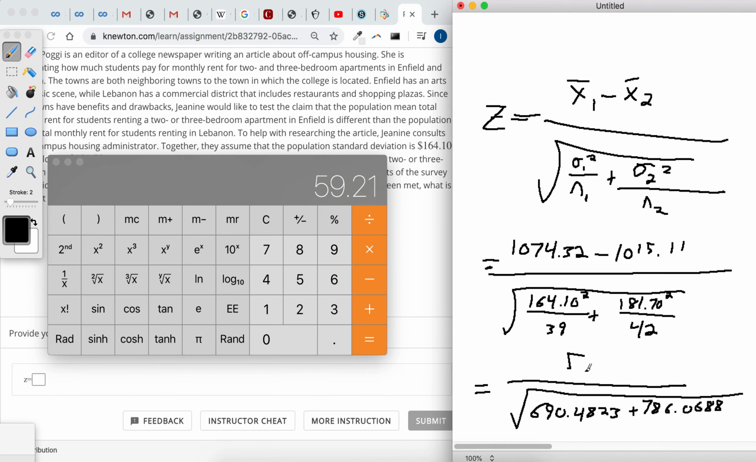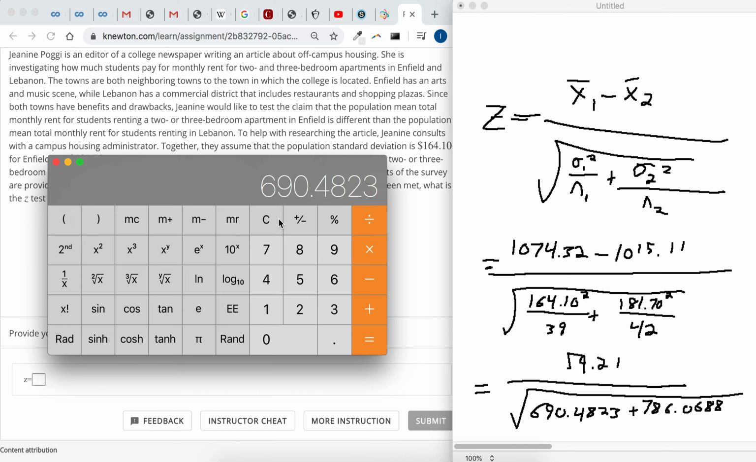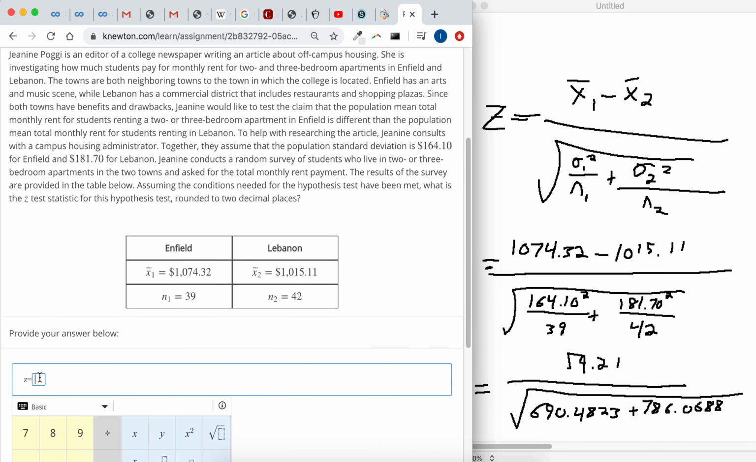Okay, so I add the two terms in the denominator, then we take the square root, and we're going to take whatever that number is and divide 59.21 by that number. 59.21 divided by that, I got 1.54, two decimal places.